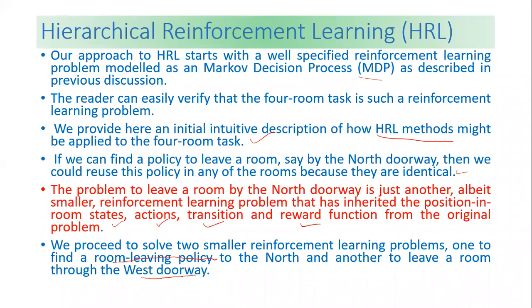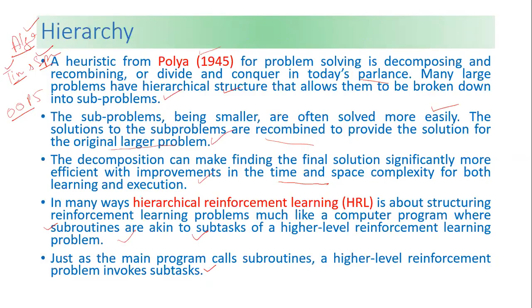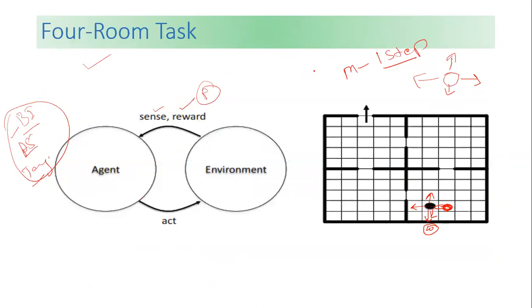So first we will make a policy on how to get out from a room, and that is concerned with whichever doorway is associated with that particular specific room. Why is this specific? Because whatever policy we are making right now, we are assuming it either for this direction or this direction, and we have considered this door.